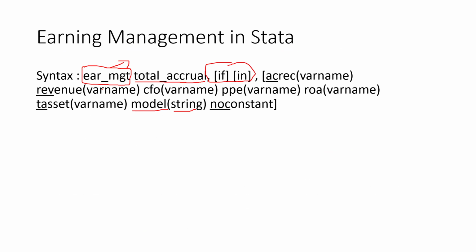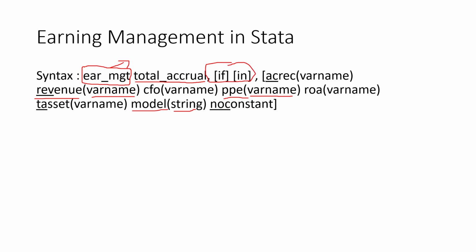We need revenues and we need PPE, right? So there is this revenues option. We write revenue, and within parentheses we write the name of the variable in our data set that contains the revenues. And the second thing, for Jones 1991, we need property, plant, equipment. So we use the PPE option, and within parentheses we specify the name of the variable that contains the data related to property, plant, and equipment.